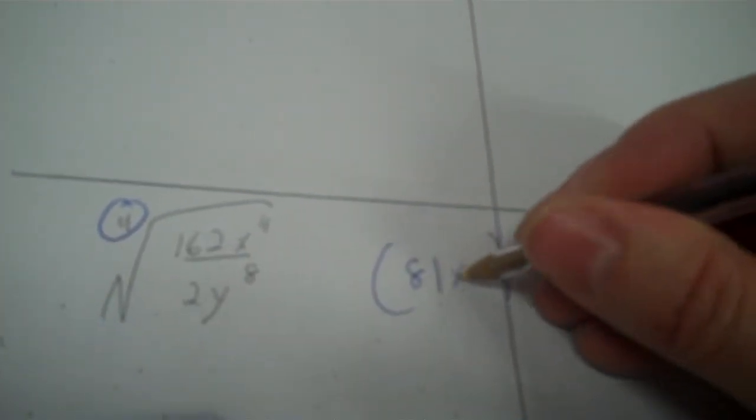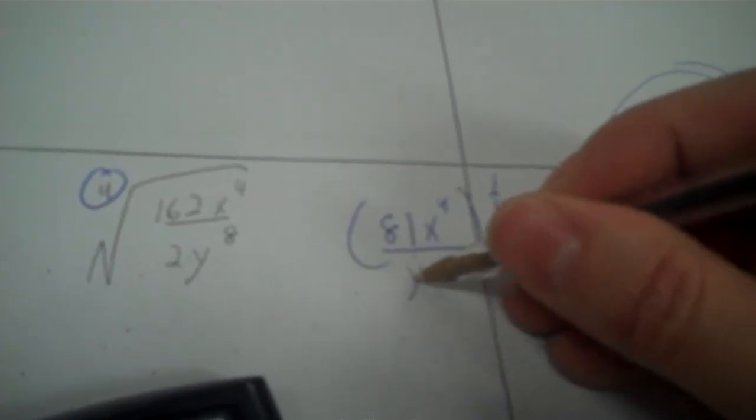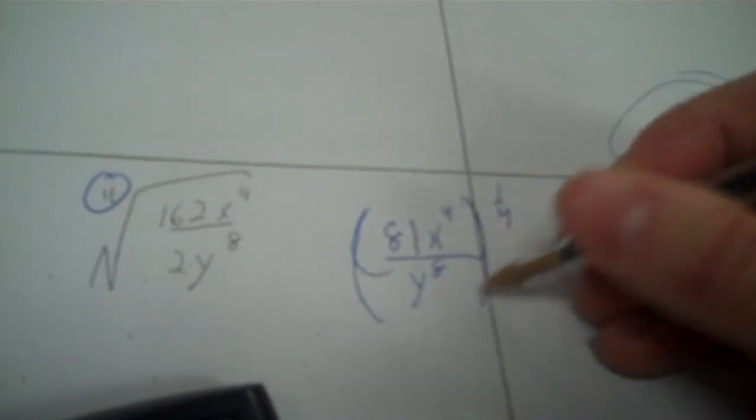Now I've got x to the 4th. There's no x on the bottom, so it's just x to the 4th. It'd be like 4 minus 0. Now there's not a y on top. Instead there's just a lone y on bottom, so I underline that and put y to the 8th since there's not a y up top.